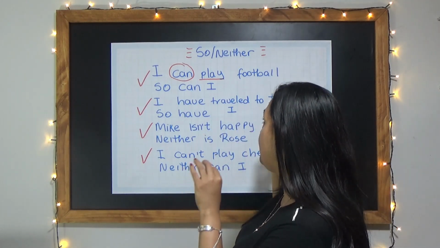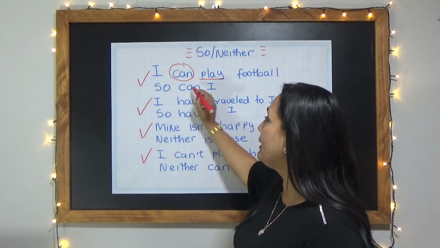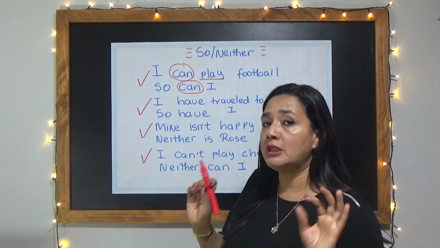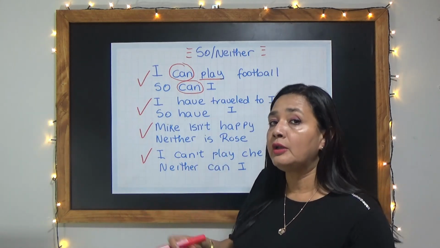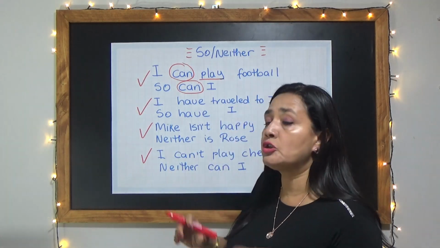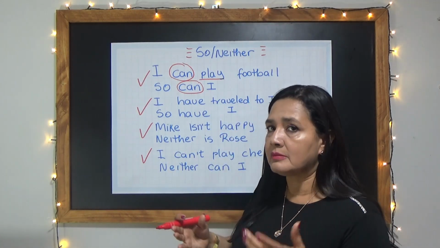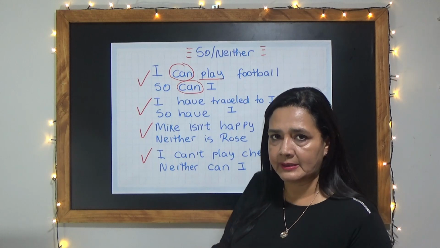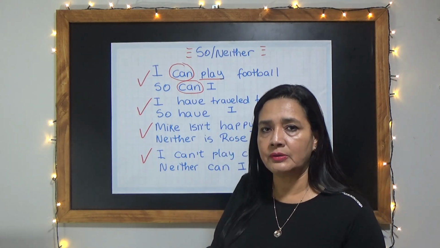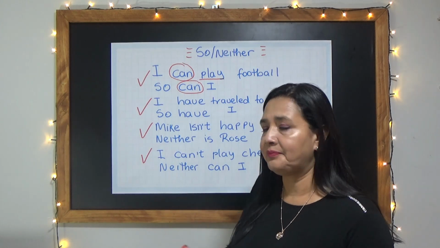I can play the piano, so can I. So you don't need to use the verb play. You need to use the helping verb. Usually we use do, but sometimes we have different verbs. Have a look at example number 2 to become clear.